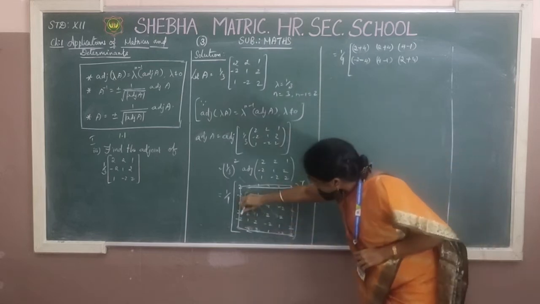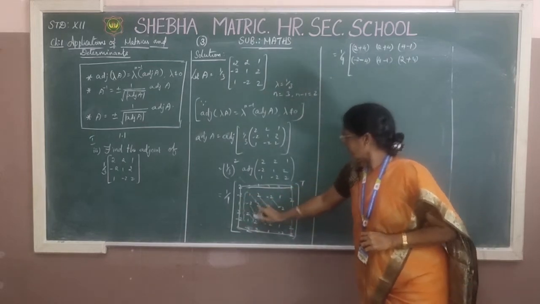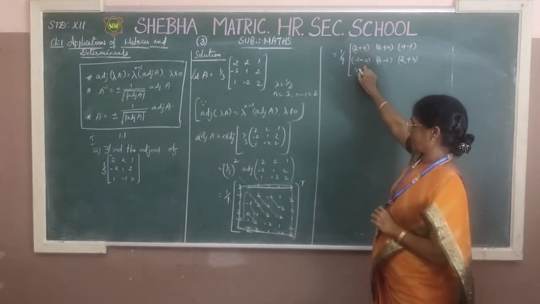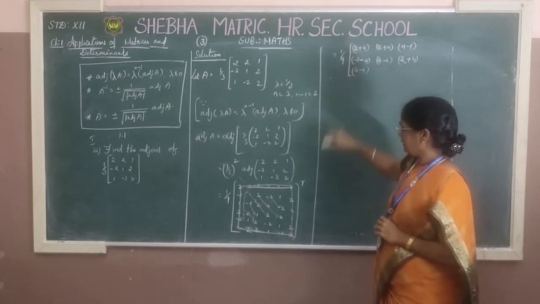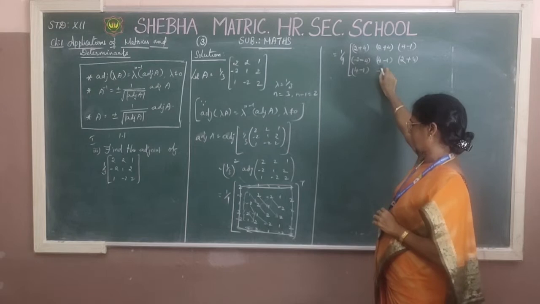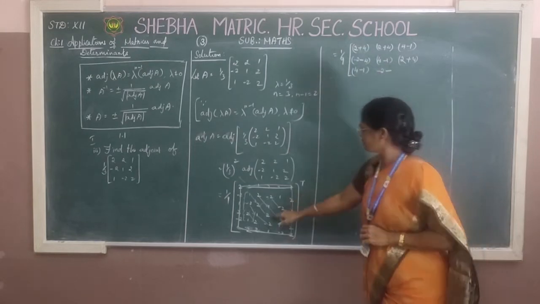For the last row, consider the second and third rows. We have to do it like that. 2 into 2 is 4, minus 1. Then next you have to multiply these two elements. 1 into minus 2 we get minus 2, and then minus 2 twos are minus 4.